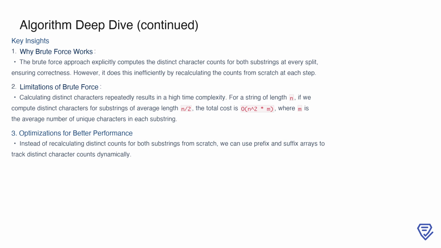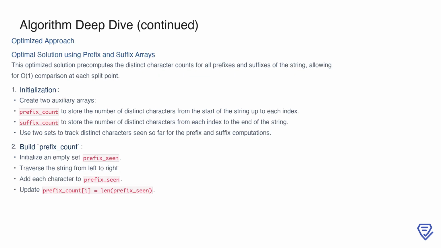To address this inefficiency, we can optimize the solution by pre-computing the distinct character counts for all prefixes and suffixes of the string. By doing so, we can dynamically track the distinct character counts without recalculating them repeatedly, which drastically improves performance. To optimize the solution, we use prefix and suffix arrays that allow us to compute distinct character counts for any split point in constant time.